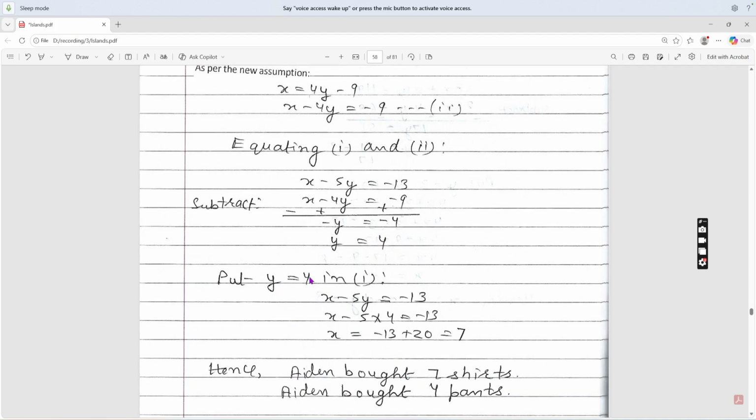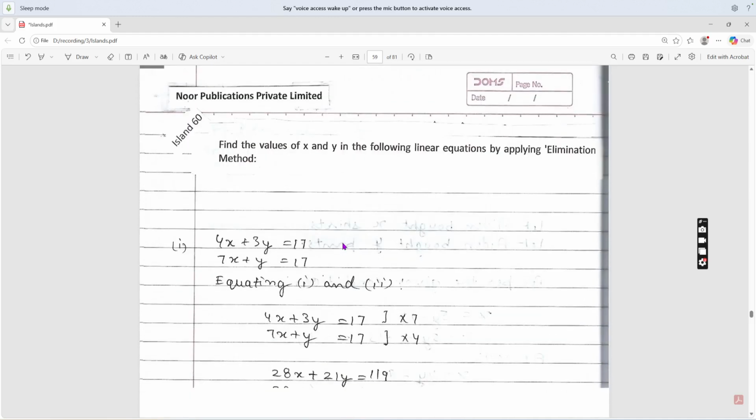Now we are going to put y is equal to 4 in equation 1. What is the first equation? x minus 5y is equal to minus 13, means x minus 5 into 4 is equal to minus 13. So x is equal to minus 13 plus 20, because 5 into 4 is 20, and minus 20 will become plus 20 when it is shifted from LHS to RHS. So minus 13 plus 20 is equal to plus 7. So Eden bought 7 shirts, which is equal to x, and Eden bought 4 pants, which is equal to y. Okay, next we can see.